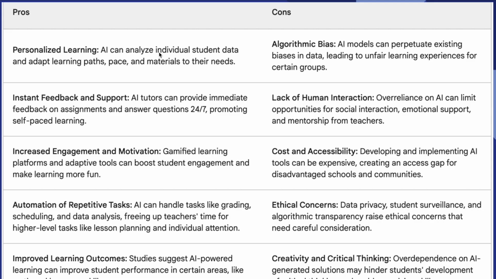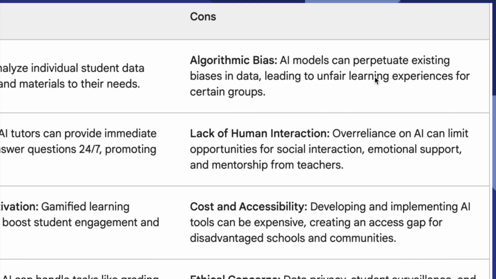Personalized learning. And we've mentioned this, AI can analyze individual students' data and adapt learning paths, pace, and materials to their own needs. But there's an algorithmic bias. AI models can perpetuate existing biases in data, leading to unfair learning experiences for certain groups. Okay, there may be a bias.